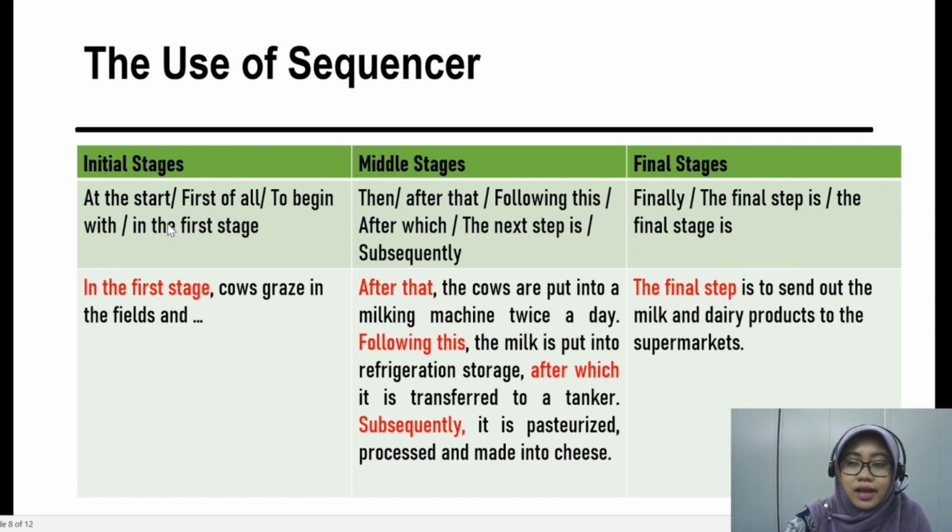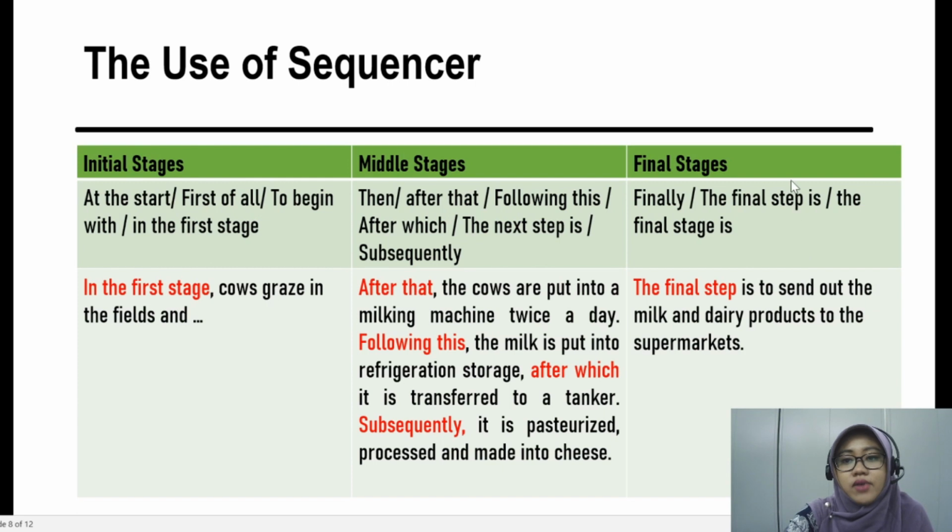The initial stages, like at the beginning of your description, you can use this sequencer to open up your description. Like at the start, first of all, to begin with, in the first stage. So actually, you have a variety of sequencers to open up your description. And then in the middle stages, you can use this kind of sequencer: after that, or following this, or afterwards. So it's better for you not to keep one sequencer only. So you can use this variety of sequencers to make the quality of your piece of writing look better.